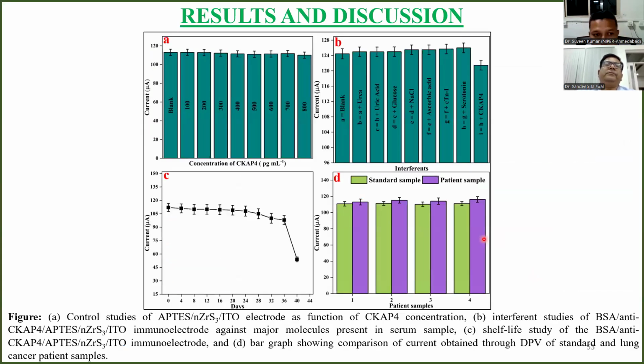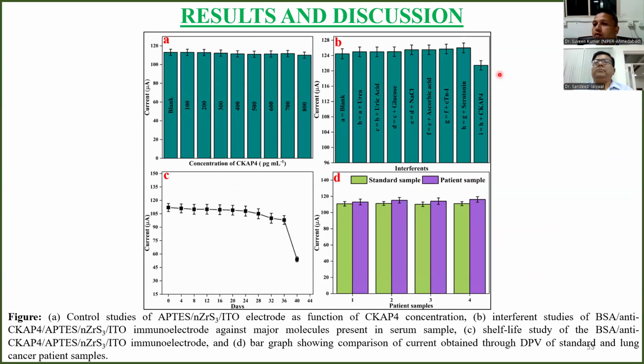We have also done several control studies within the range we obtained through the electrochemical response studies. The result shows an acceptable percentage RSD value. This one shows the interferent study.